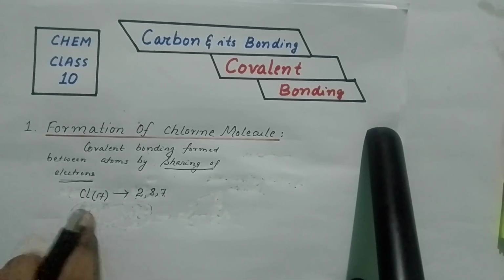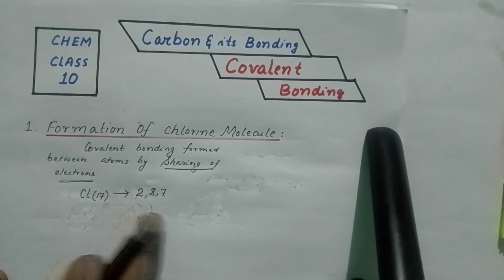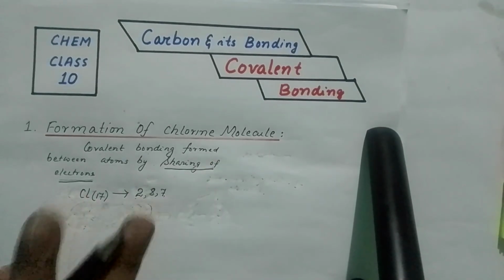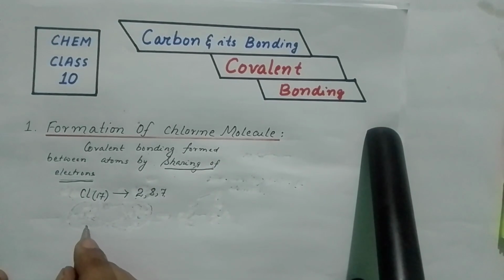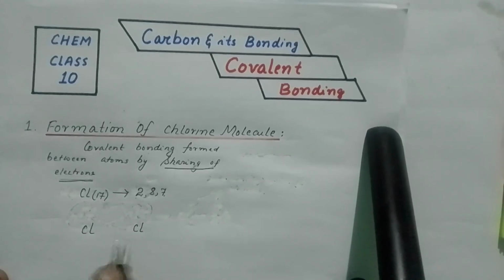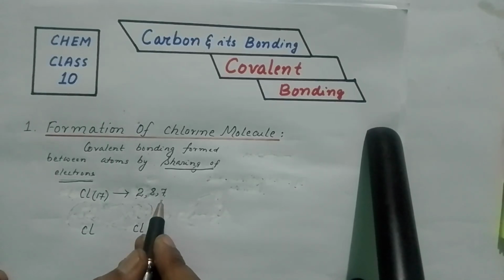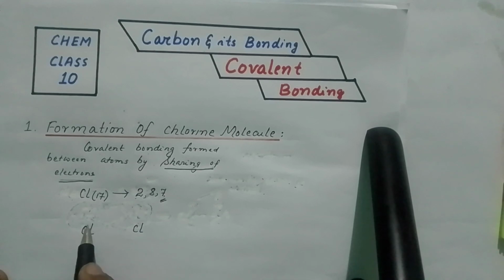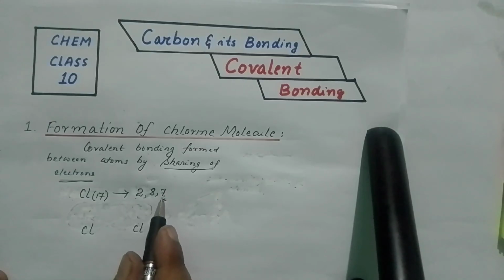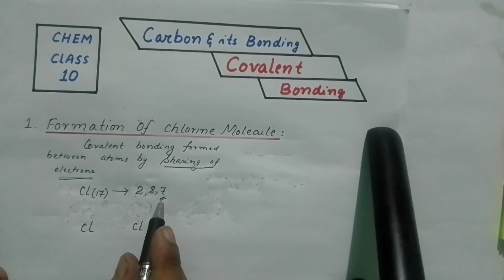Now we say sharing of electrons between the two chlorine atoms means in the chlorine molecule there are two atoms. Let's take the first chlorine and the second chlorine. How will the sharing take place? In the first case, how many valence electrons are there? 7. So it has 2, 4, 6, 7. And the other also has 2, 4, 6, 7. It has to reach 8 to become stable.